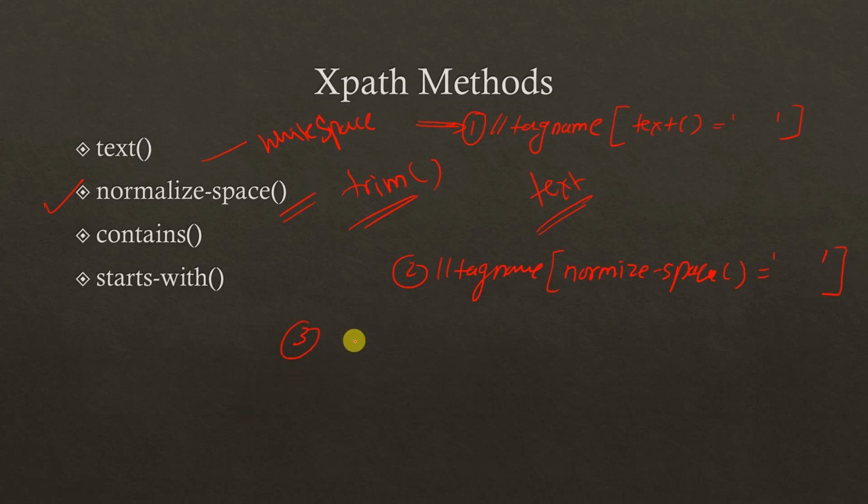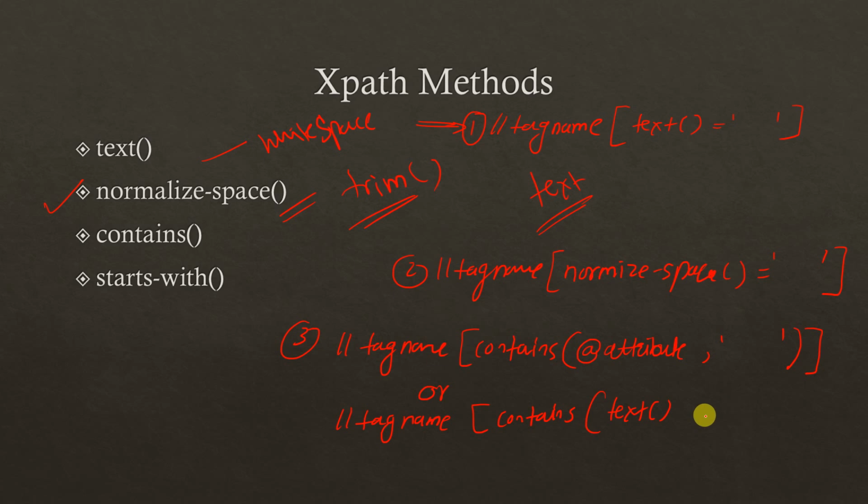Third syntax I will be showing you is for contains. Contains means you need to write tag name. Again in the square bracket you will be writing contains, round bracket, and then if you are following any attribute, then you just write attribute name, comma, that value, right? Round bracket complete, square bracket complete. Or you can just have a look with the text method. So currently I'm using the text method, right? So this is how you can write contains, same syntax, but instead of attribute, suppose I have taken text, then you need to write it this way: text, that text, round bracket complete, square bracket complete.